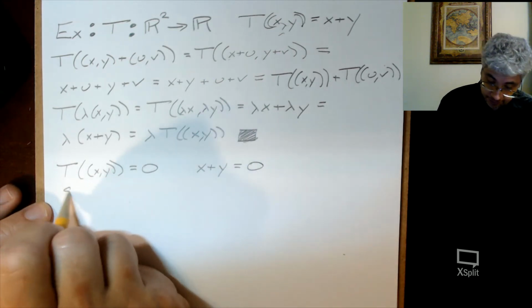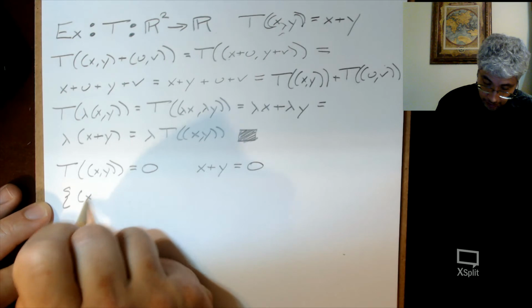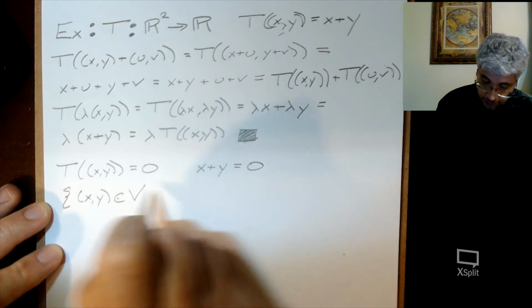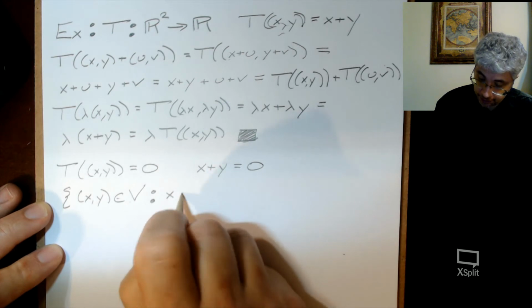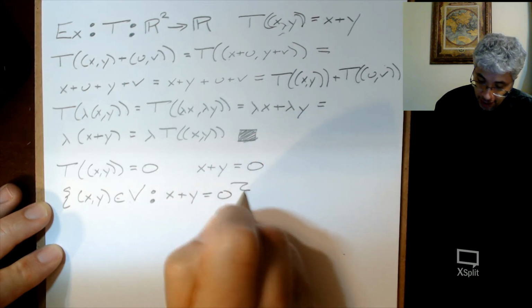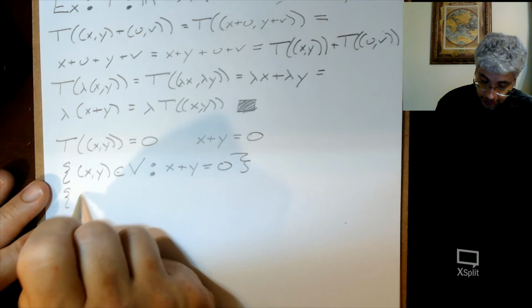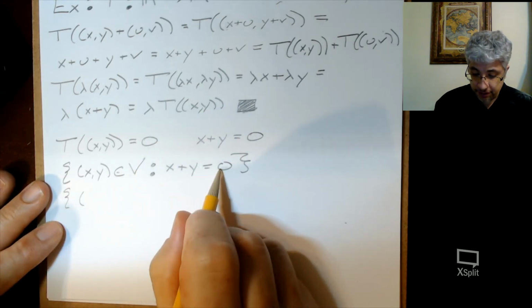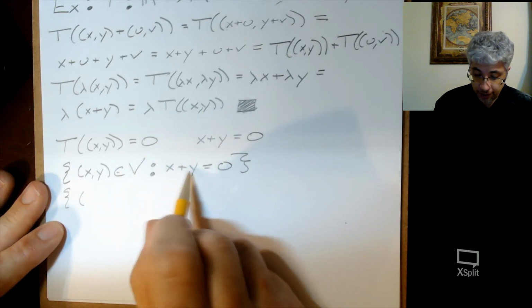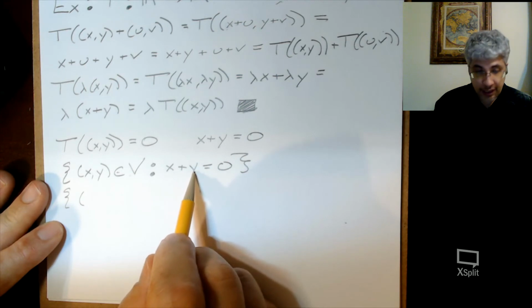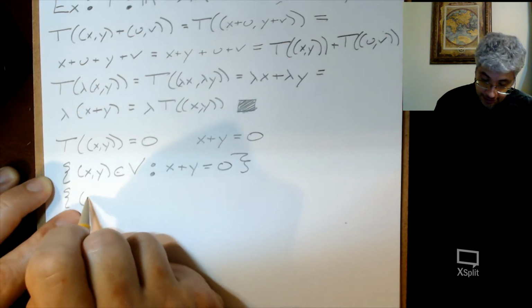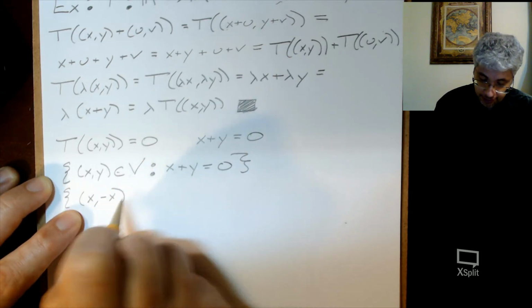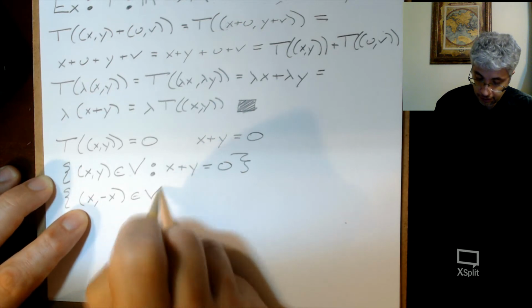So I have the set of all (x, y) in V so that x plus y equals 0. However, I might want to write this a little differently. If x plus y is 0, what does that mean? Well, that means that y happens to be equal to negative x. So this could be the set of all (x, negative x) in V.